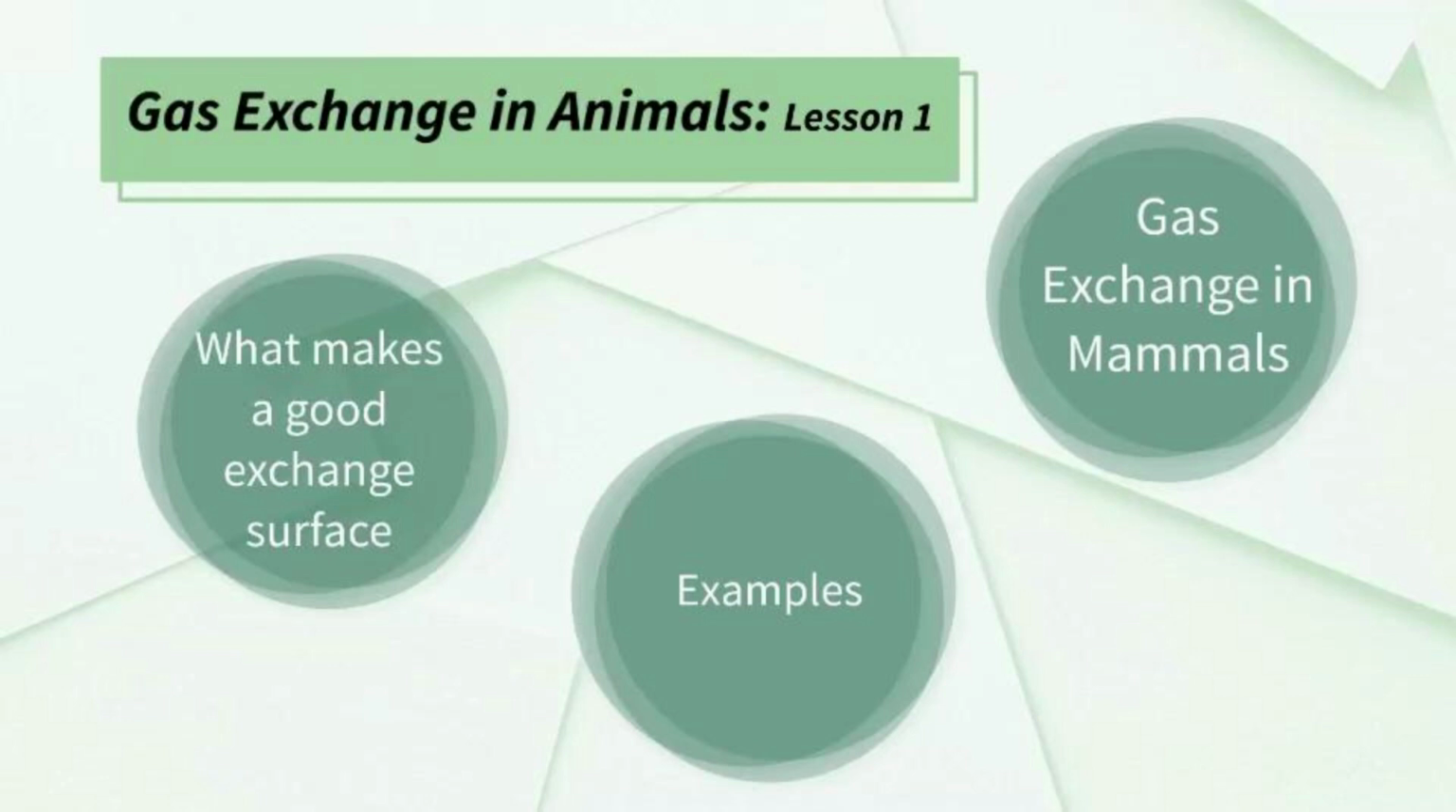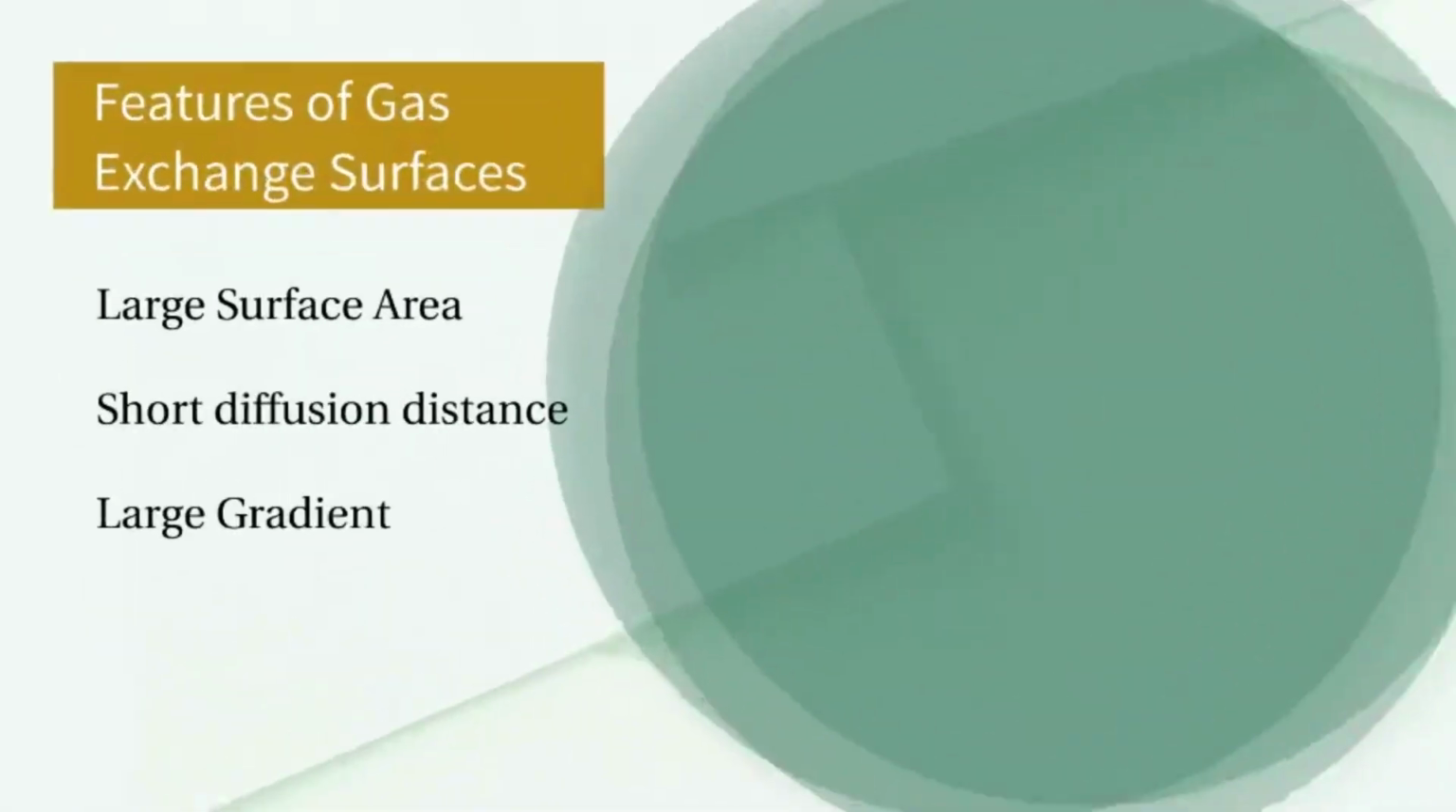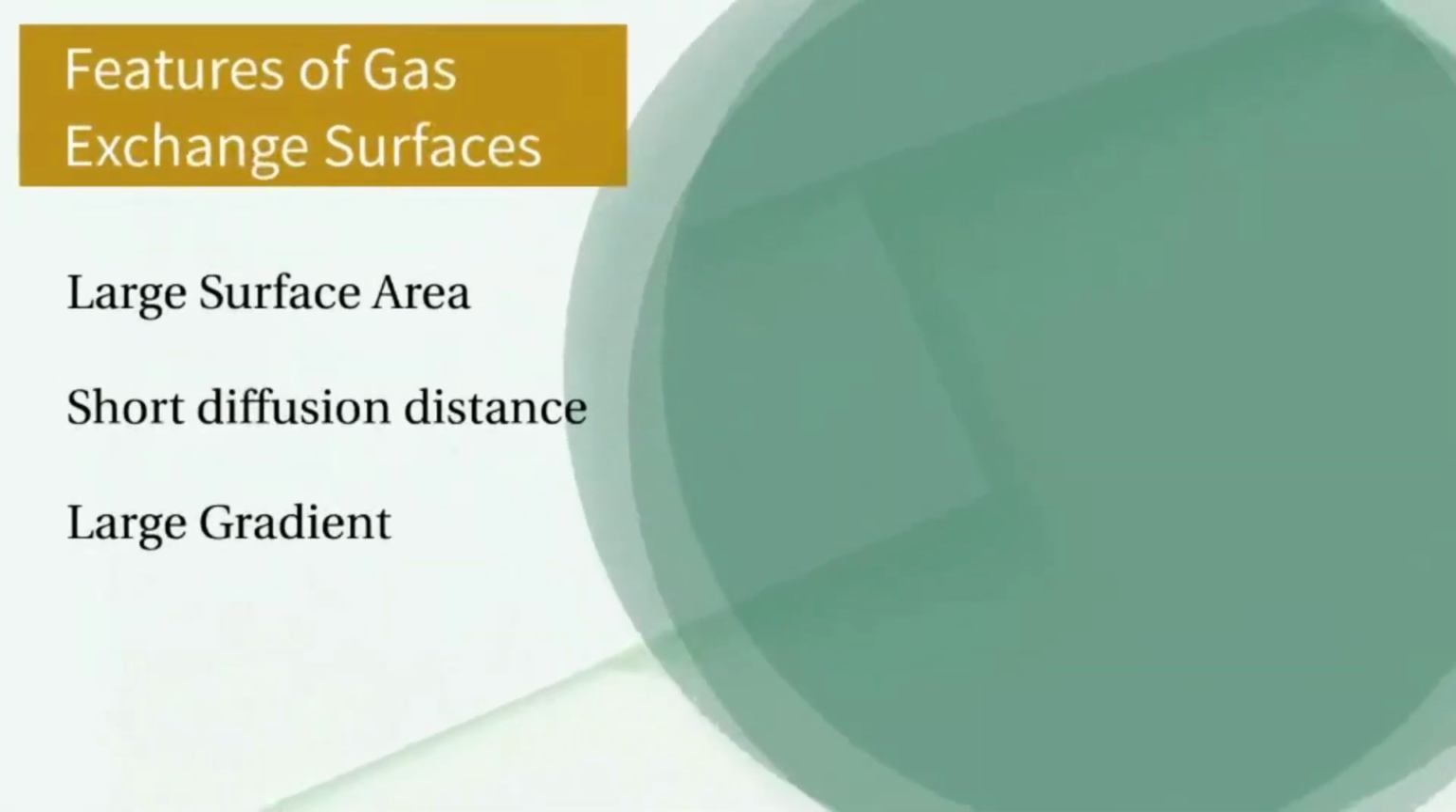So what are features of an efficient exchange surface? These include large surface area, a thin membrane on the cells within that exchange surface. And what that then means is that there is a shorter distance for the gases or whatever is being exchanged to diffuse across. And then also another factor which can improve the efficiency is to have a high concentration gradient.